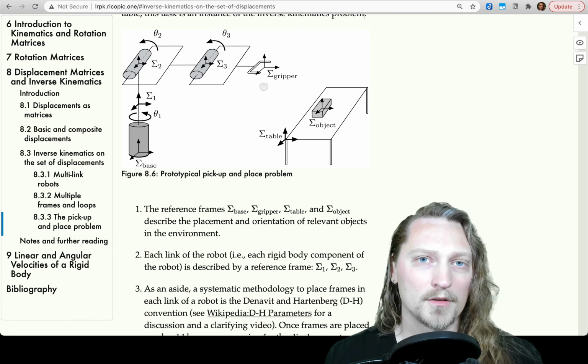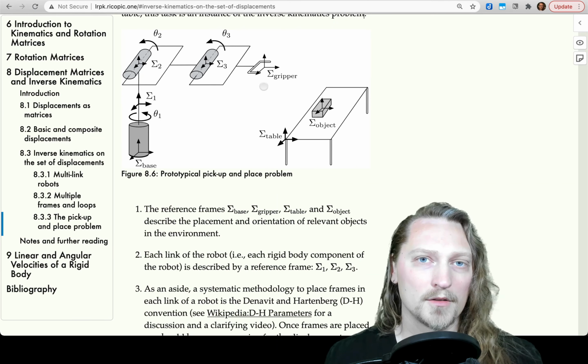Okay, as an aside, this is not in the direct solution that we're looking at now, but let's talk about it for just a moment. A systematic methodology to place frames in each link of a robot is the Denavit and Hartenberg, or DH convention. This is popular. So this Wikipedia page has more clarifying that convention. It's a nice convention to use, so I do recommend using it, but it's a bit of an aside for now.